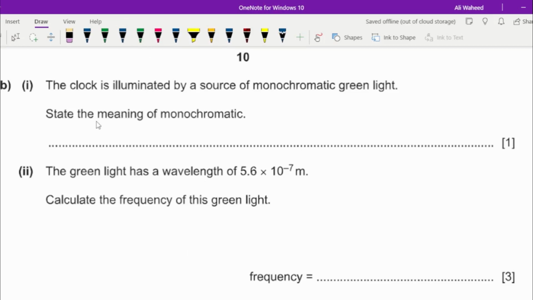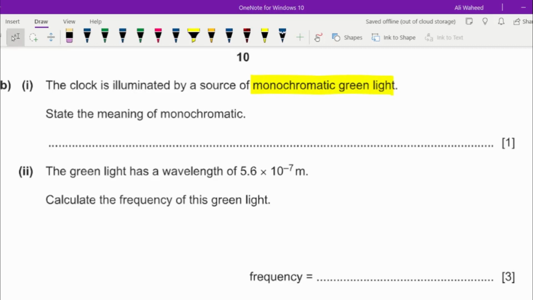So here we have the next one, part B. The clock is illuminated by a source of monochromatic green light. What is the meaning of monochromatic? I mean, the answer is in the question itself, monochromatic green light. So that is a single color.